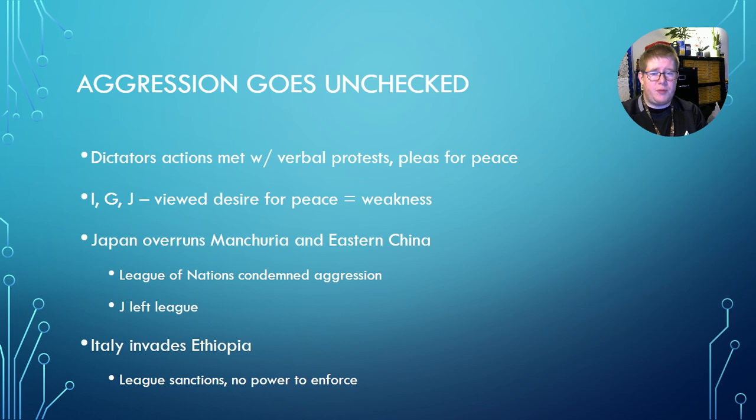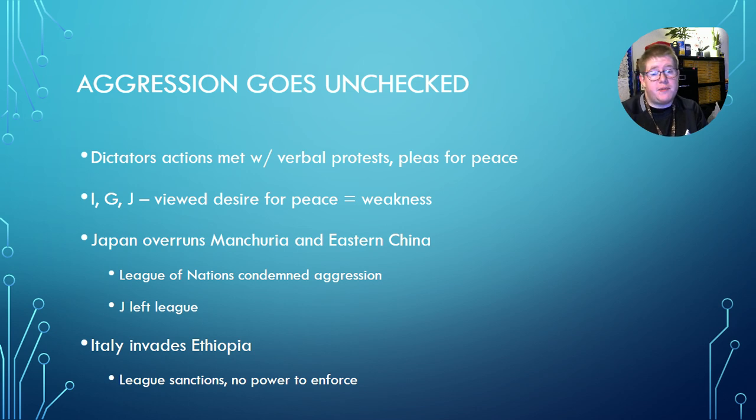So, it's important to understand that dictators' actions are met with nothing more than verbal protests and pleas for peace. So, Italy, Germany, and Japan are going to do nothing but view this desire for peace as weakness, and they're just going to be like, we're going to do whatever we want.